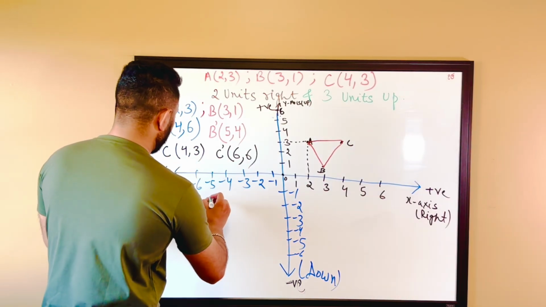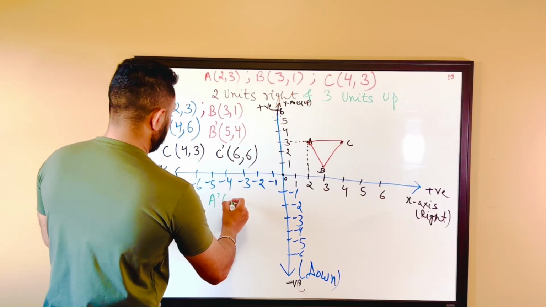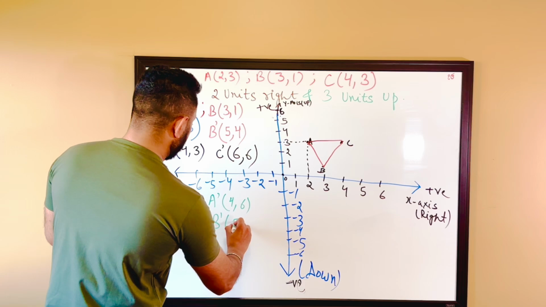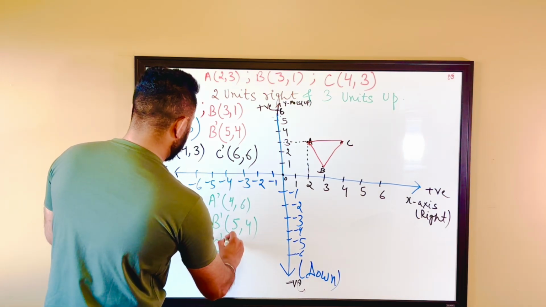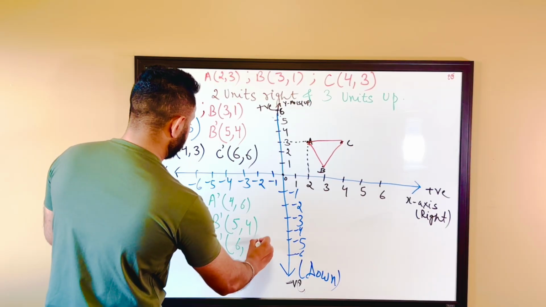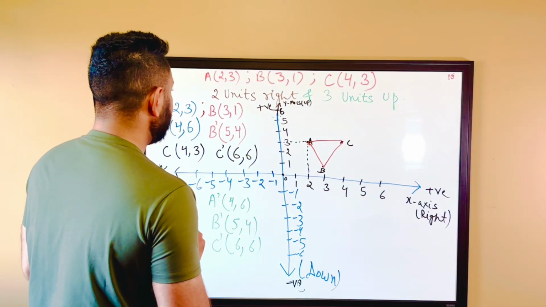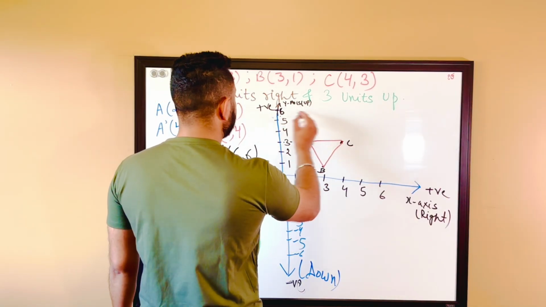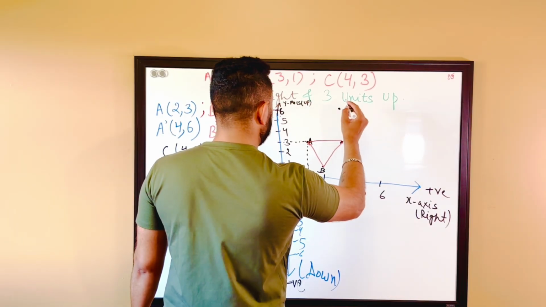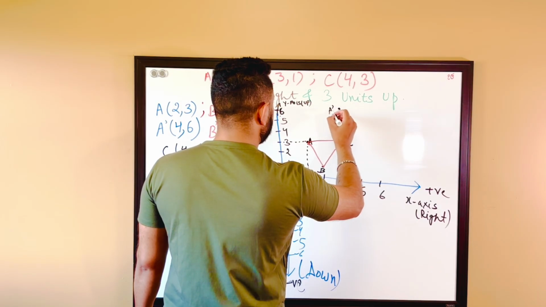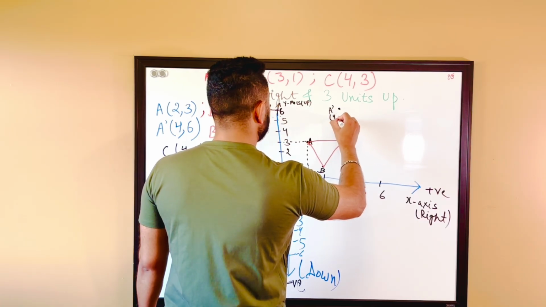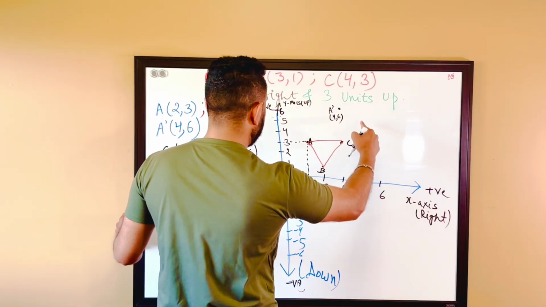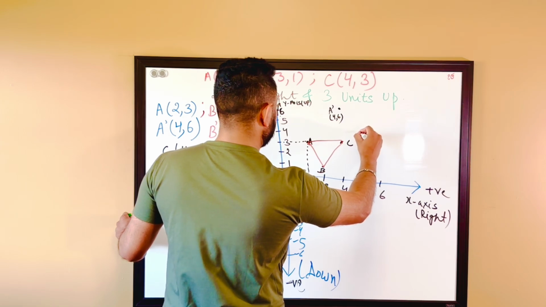So our new points will be A dash 4, 6 and B dash 5, 4 and C dash will be 6, 6. So now we're going to locate these points here. So 4, 6. That means here. So this is our A dash, which is 4, 6, and B dash 5, 4, like 5 and 4 here.